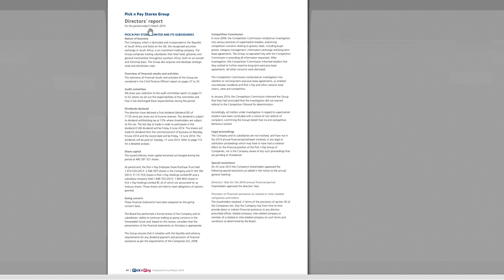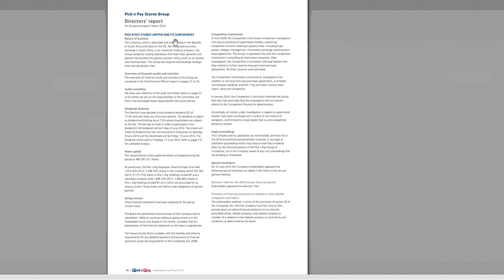So this was for the period for 2014. And as you can see here, they talk about dividends declared, which is very important, and changes in share capital, also going concern, which is one of the features. So they say that it was prepared. The statements were prepared on the basis of going concern. They talk about legal proceedings against the company, any special resolutions that had been taken, directors' fees.